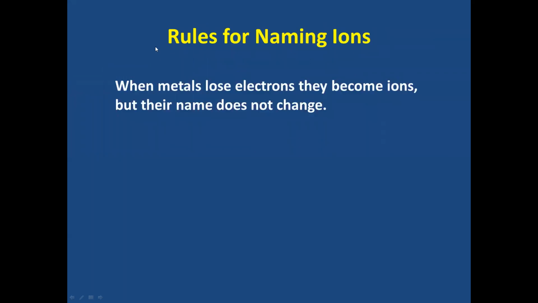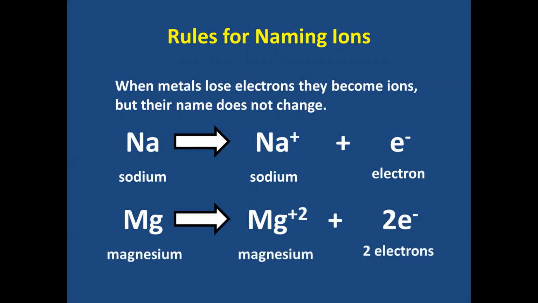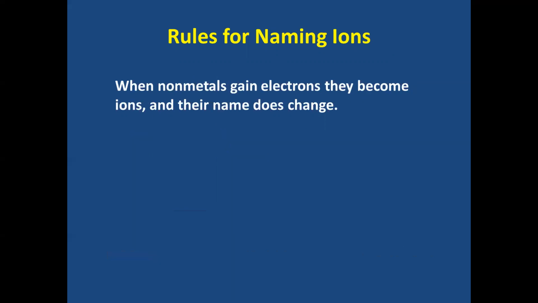Now, our rules for naming ions. When metals lose electrons, they become ions, but their name does not change. So sodium becomes a sodium ion and an electron. Magnesium becomes a magnesium ion and 2 electrons.